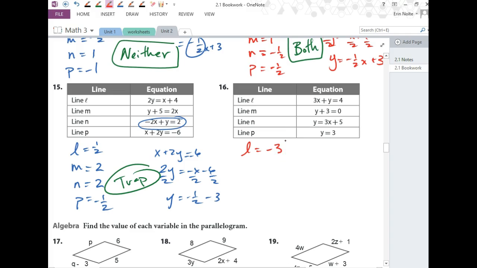Subtract 3. What are you guys doing on that tablet? I'm going to guarantee it's not math. What? Close your tablet, please. Thank you.